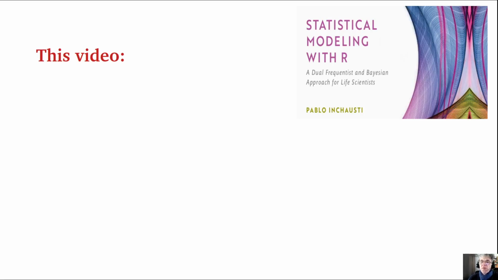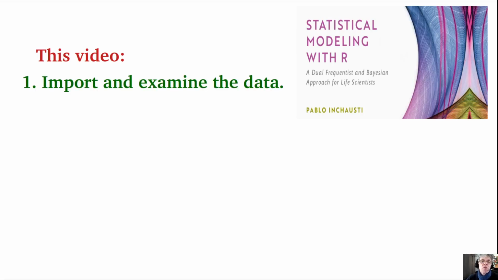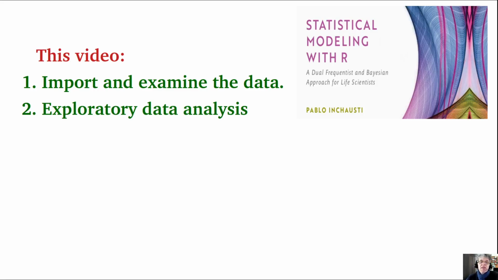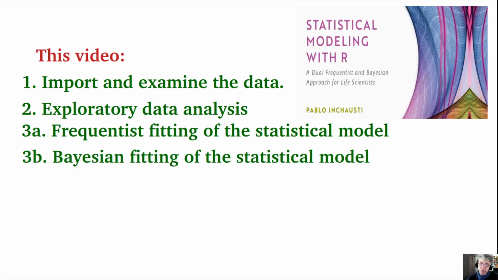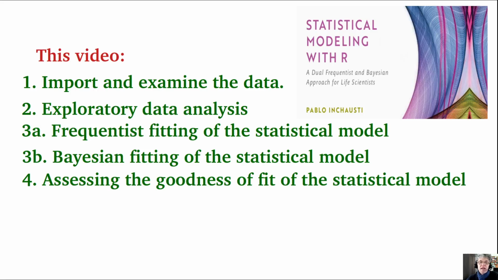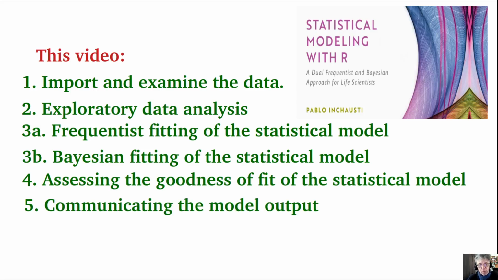In this very short video, also associated with the book, I'm going to give an outline of the procedure that will be used to analyze each of the data sets in the coming chapters in both Frequentist and Bayesian frameworks. So we will always start by importing and examining the data, doing an exploratory data analysis, do a Frequentist fitting of the statistical model that will be fit to the data, do a Bayesian fitting of the same statistical model. We will assess the goodness of fit of the statistical model in each of the frameworks to the data, and then finally communicate the model output.